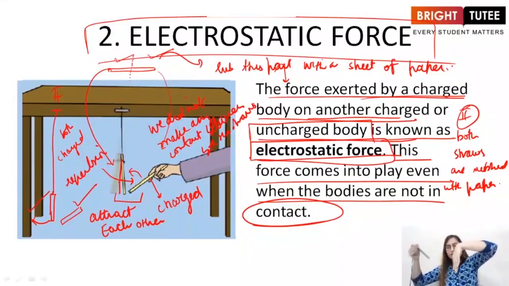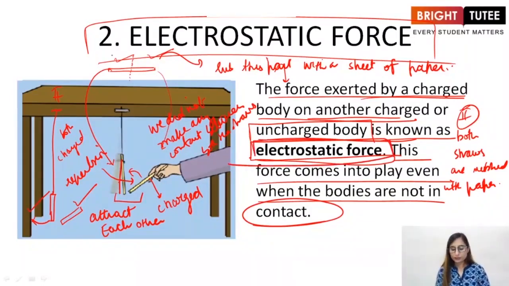Now in the second case, both of them are charged. This one is also charged, this one is also charged. You bring this charged body near another charged body, then you see there is a repulsion. It moves away from the charged straw because it is also charged. They carry the same charge, so there is repulsion. So this movement happened due to the electrostatic force. And here also there is no contact, so this is also a non-contact force. Alright, this was very simple.